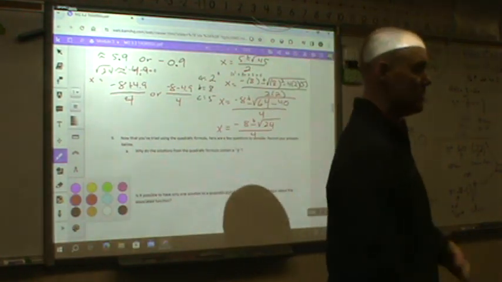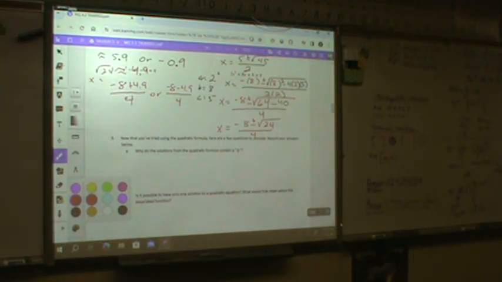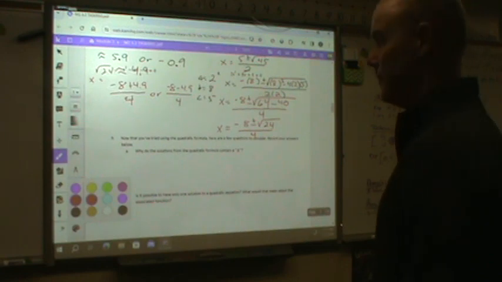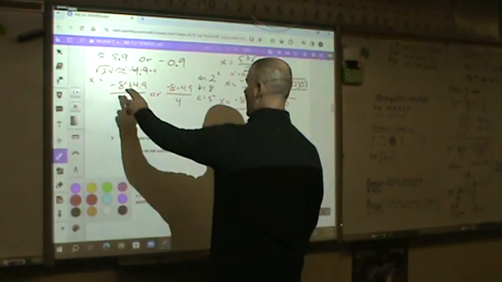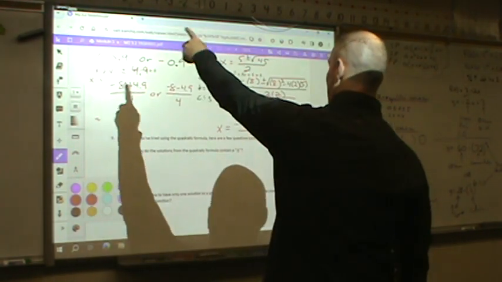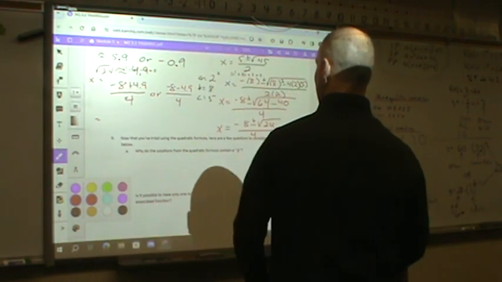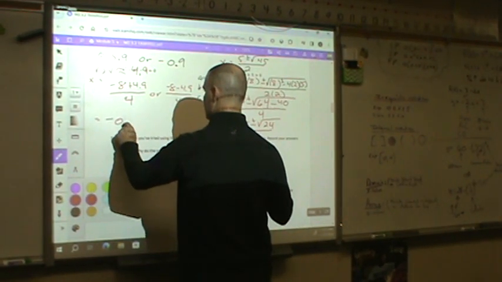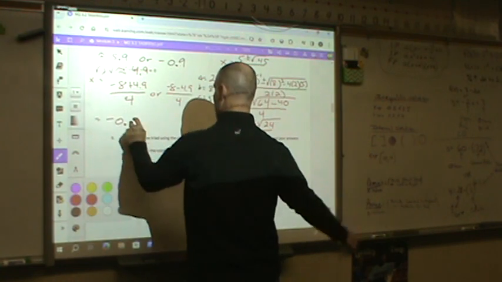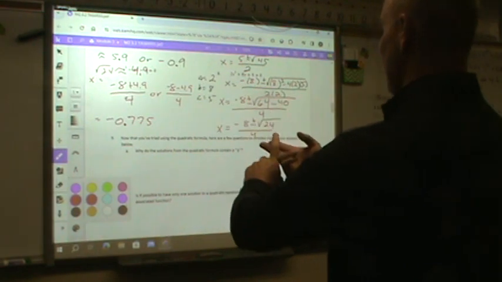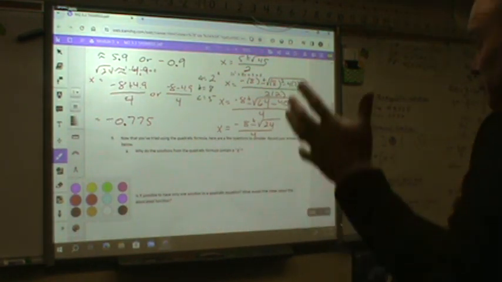Again, I'm just estimating. These are estimated solutions. I don't need to be exact. If you're working on airplanes or rockets, I probably want to be exact. But we're not doing that. Minus 8 plus 4.9. That's going to be a negative answer because there are more negatives than positives in the numerator. And then I have to divide by 4. What do we get? Anybody do that yet? 0.775. So I would say either negative 0.7 or 0.8.